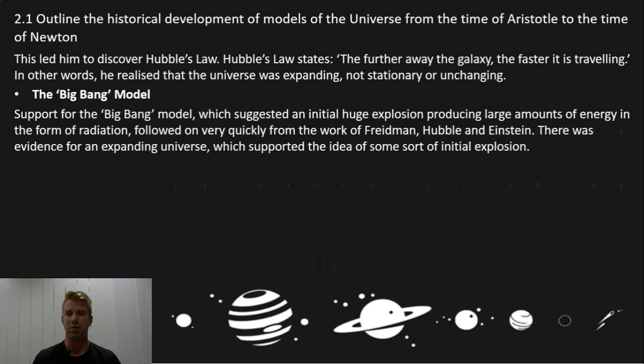So the Big Bang model, which led on from his discoveries. Support for the Big Bang model, which suggests an initial huge explosion producing large amounts of energy in the form of radiation, followed on very quickly from the work of Friedman, Hubble, and Einstein. So this was something that was in its development stages. However, it was fast becoming accepted by these 3 scientists and many more at the time. There was evidence for an expanding universe which supported the idea of some sort of initial explosion.